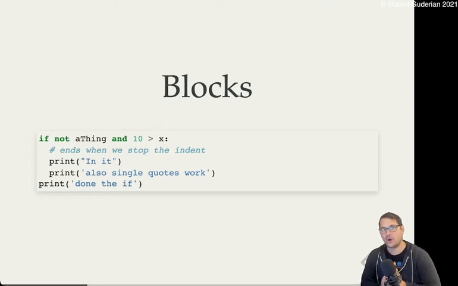Generally, the indents are four spaces. Some people use tabs. I don't care. Don't mix them. That's it. And then once you dedent, you can see the bottom line of code here is print done the if. That is going to run after this if statement. So if this if statement did not trigger, it's going to go straight to the end of the code block and run the print done the if statement.